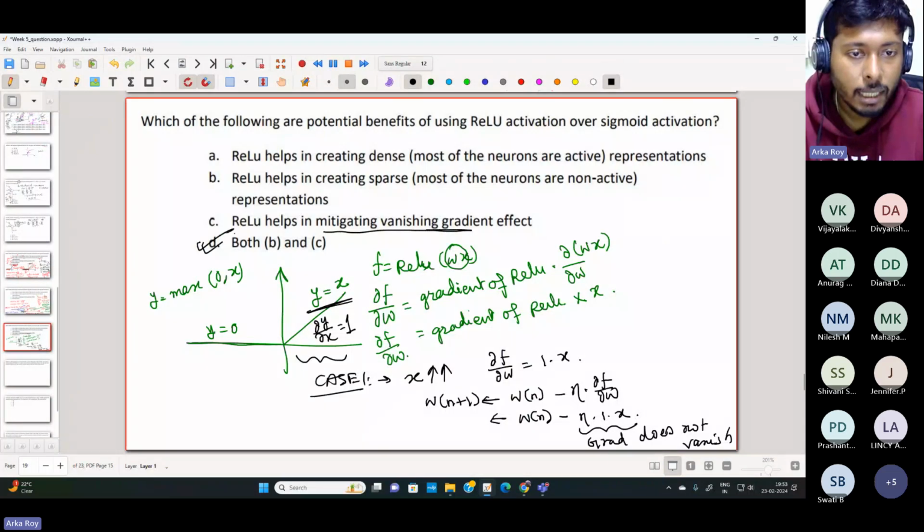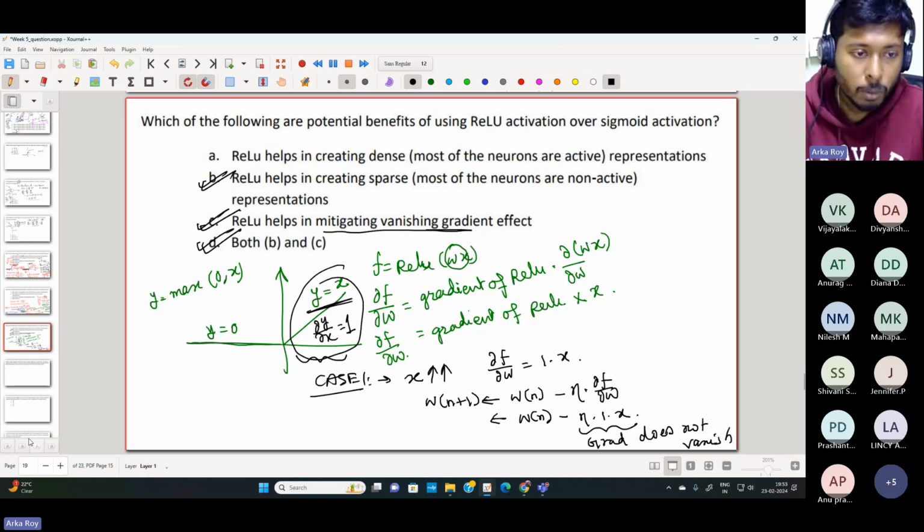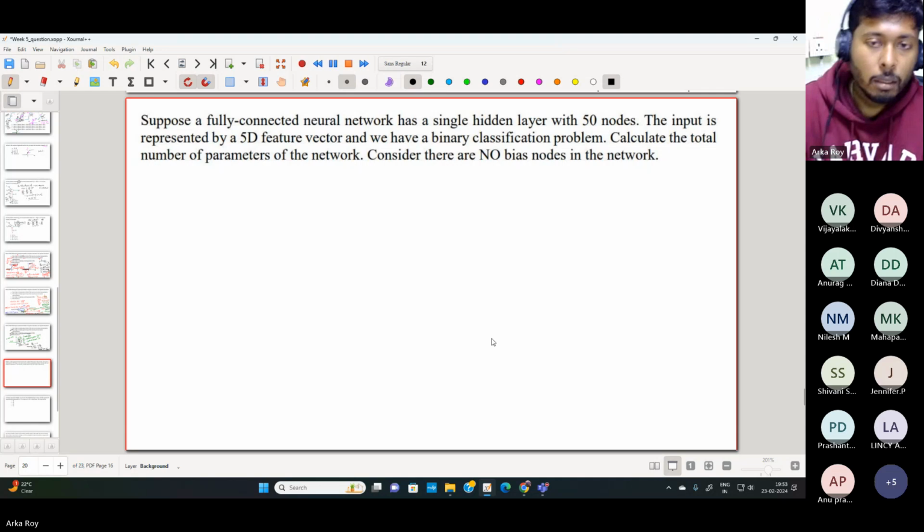So option D is correct. So most of the output will be sparse. ReLU helps in mitigating the vanishing gradient because at least for this part, you can see that the gradient is not vanishing. So this helps in reducing the problem of gradient vanishing. Okay.